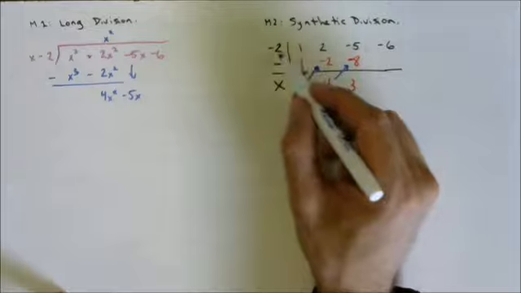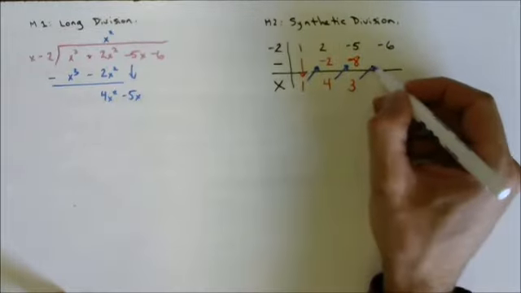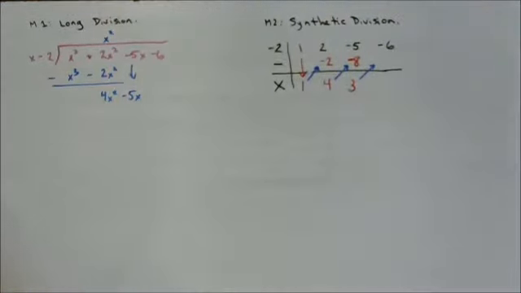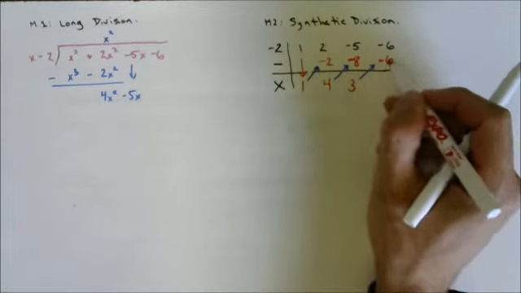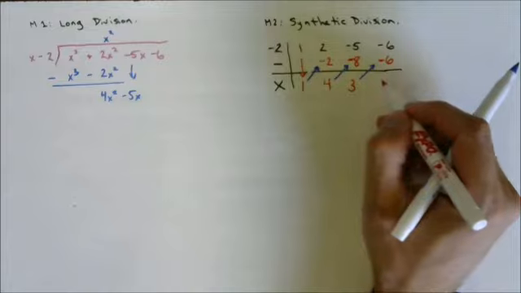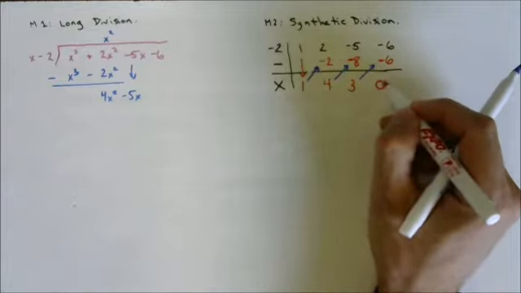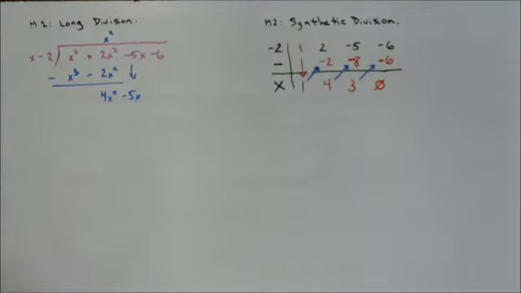Now we have negative 2 times 3. Brings us into this box. And we get what we would expect to get. We get negative 6, which when we subtract it, we end up with a remainder of 0. Okay? I'm going to write down the steps of what we did.